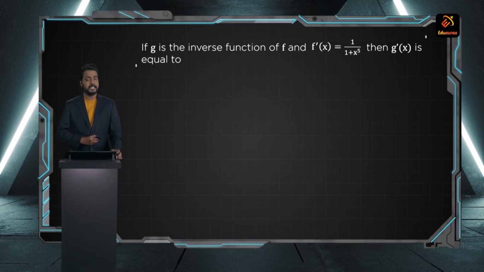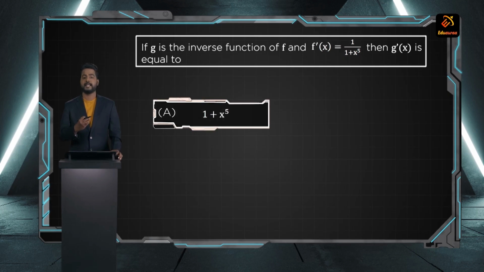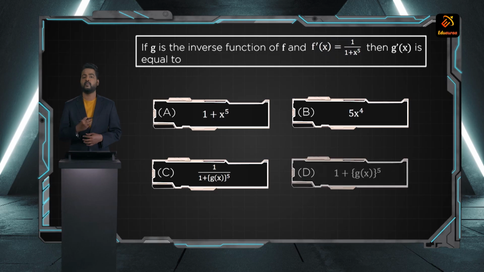Understood? Moving further to the next question. If g is the inverse function of f and f dash of x is equal to 1 upon 1 plus x to the power of 5, then g dash of x is equal to option A, 1 plus x raised to 5, option B, 5x raised to 4, option C, 1 upon 1 plus g of x to the power of 5, and option D, 1 plus g of x to the power of 5. This question came in JEE Main 2014.